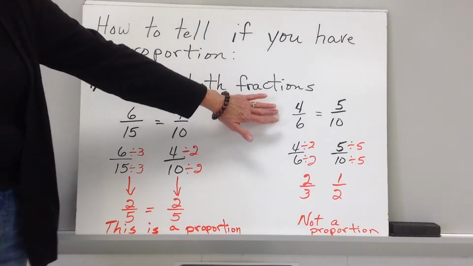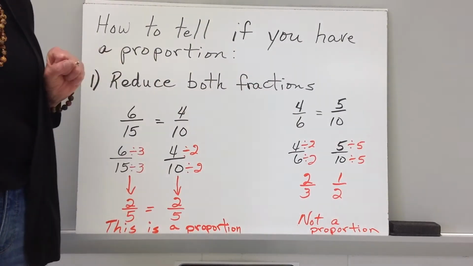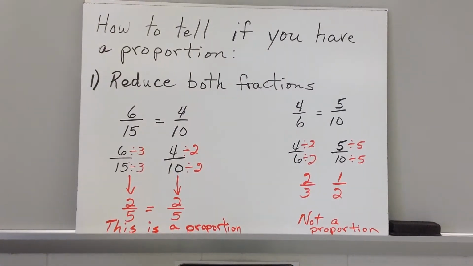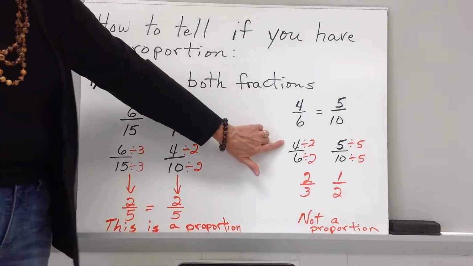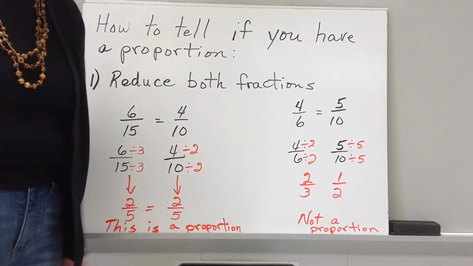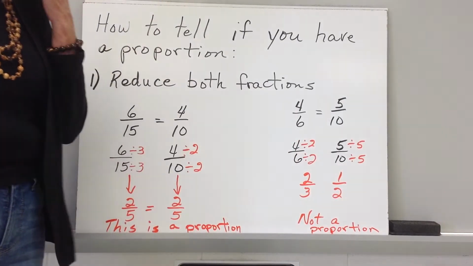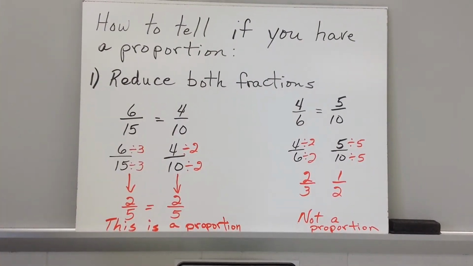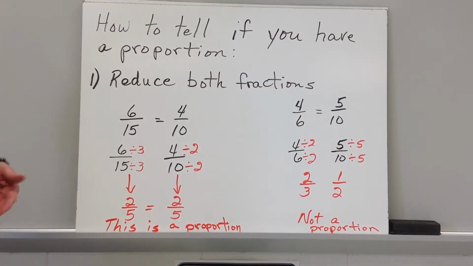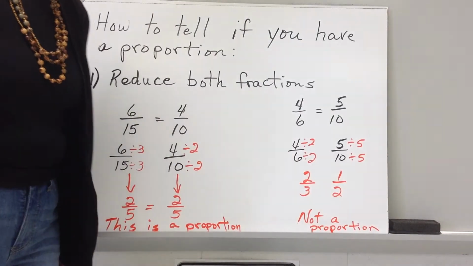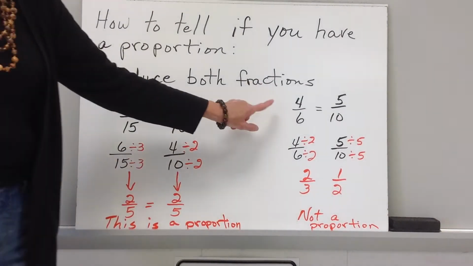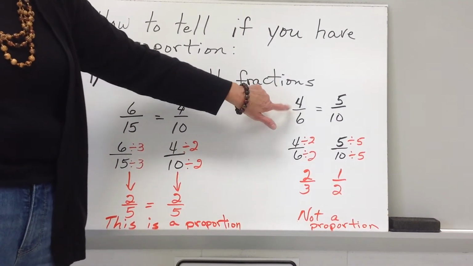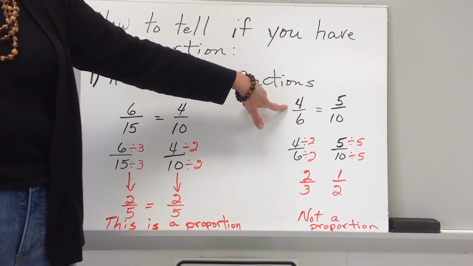Another example, if you had 4/6 equals 5/10, is this a proportion? Is this true? Reduce 4/6 by dividing by 2, you get 2/3. Reduce 5/10 by dividing by 5, and you get 1/2. 2/3 does not equal 1/2, therefore this is not a proportion. This is not a true statement.